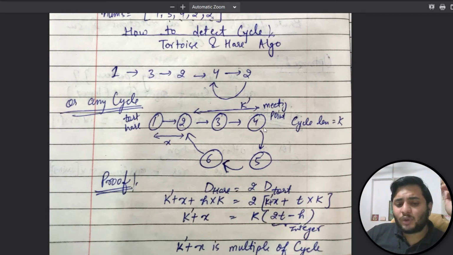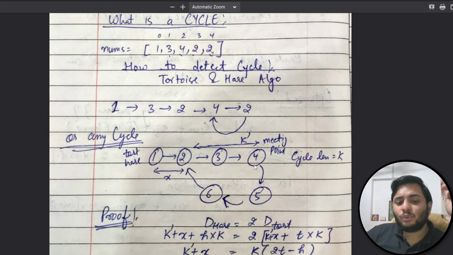And at that point, when they meet, what we do is we make the tortoise go back to the initial step, on the initial line, and then we move the tortoise by x distance, and the hare will also move by x distance, both at the same step. And at that point, wherever they meet, that would be the start of our cycle.